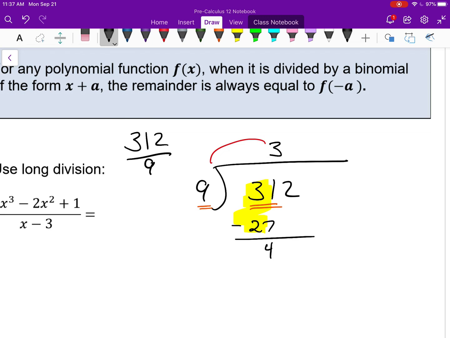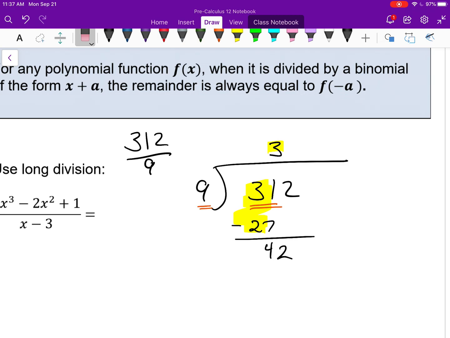And so we then bring down the 2, and we think about how many times does 9 go into 42. What we've really done, by the way, is this 3 here actually stands for 30. It's in the 10 spot. What we've really done is figure out how many times 9 goes into 310. That's what we really did. And 9 goes into 310 30 times. Okay, but we don't have to think about those when we just perform the algorithm.